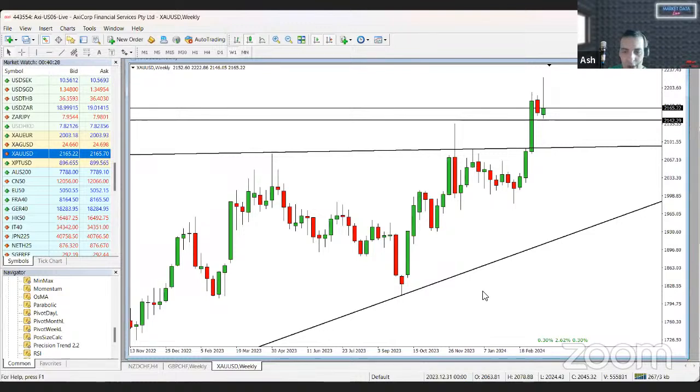Federal Reserve are talking about lowering interest rates. Probably need some data to drive this higher. But I think in the early markets on Monday, this looks like a move to the downside. Would I trade it lower? Absolutely not. I would not be selling gold because the move higher is strong.